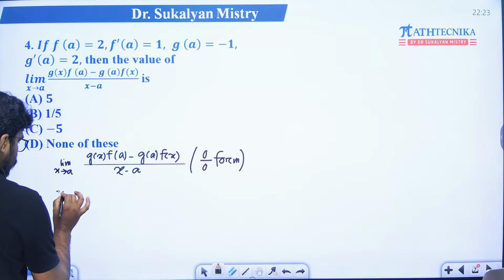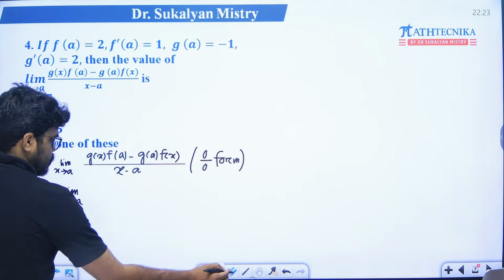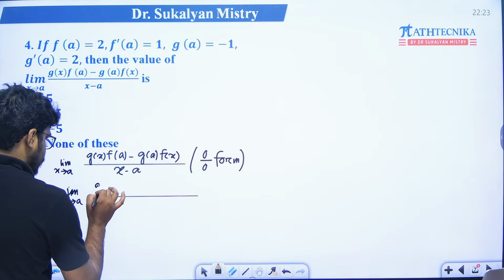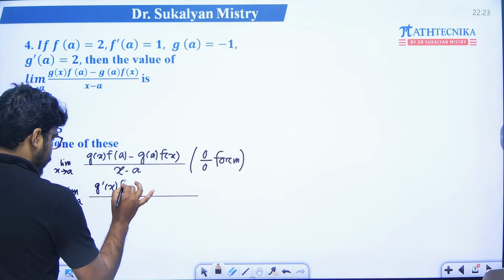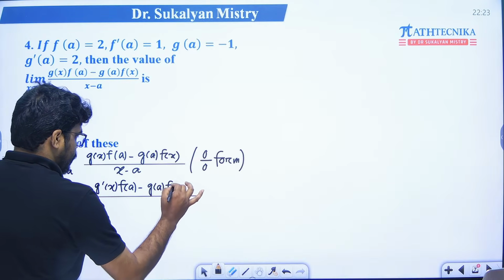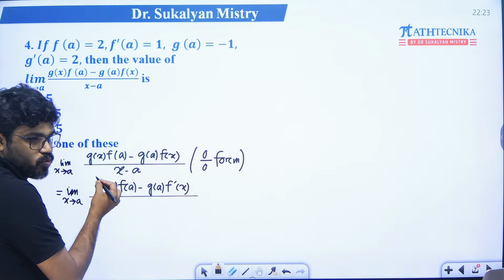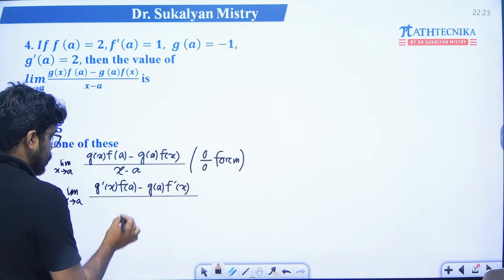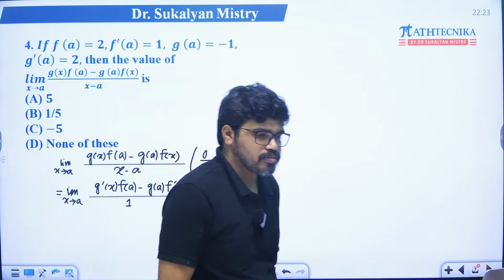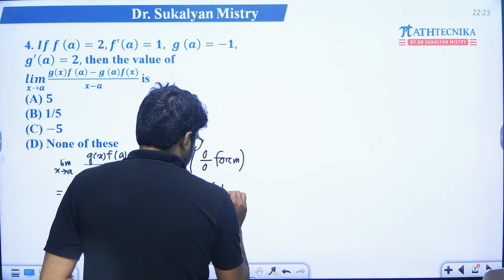So this equals limit x tending to a. I am differentiating with respect to x. So g dash x, fa fixed, minus ga f dash x. The derivative of x is 1, the derivative of a is 0. So here we basically apply L'Hospital rule.